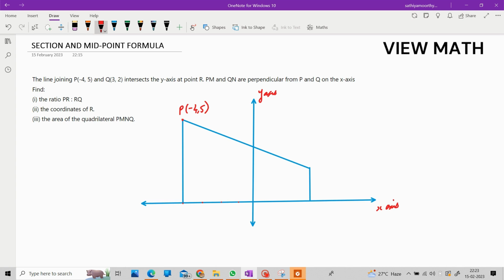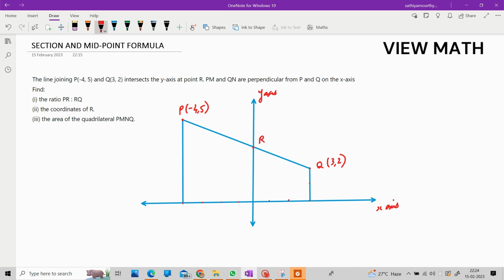So this point. Next Q is (3, 2). 3 on the x-axis: 1, 2 and 3. Now here it is 1, 2. So this point Q is (3, 2). So what have they given? The line joining (-4, 5), this was P point, and Q intersects the y-axis at the point R. Now you can see the line PQ intersects the y-axis at this point, and this point is called R.